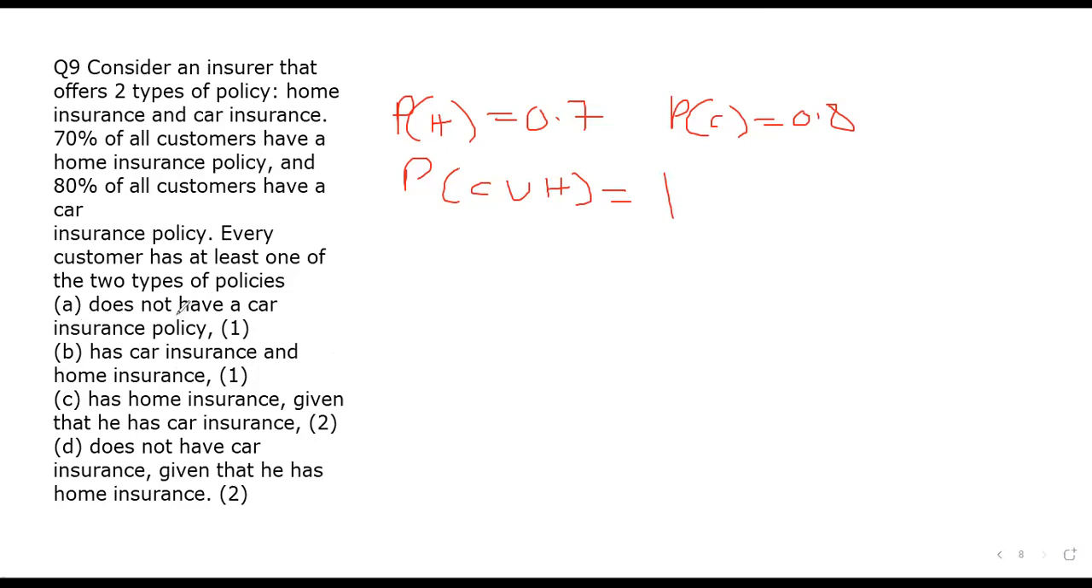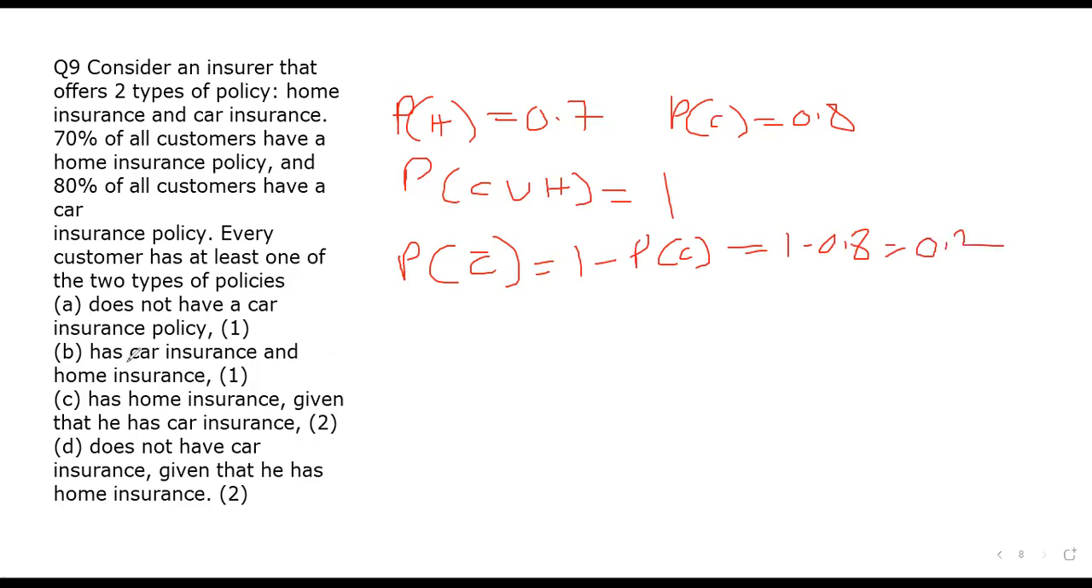So part A, what's the probability that the customer does not have a car insurance? What are they looking for? Does not have a car insurance, the complement of car. Who can help us find the complement of car? It is 1 minus car insurance. So our car insurance is 80%. So 1 minus 80% is 0.2.